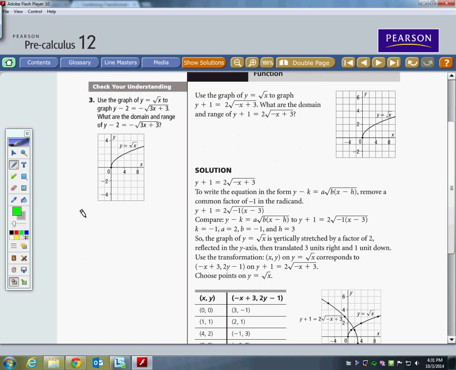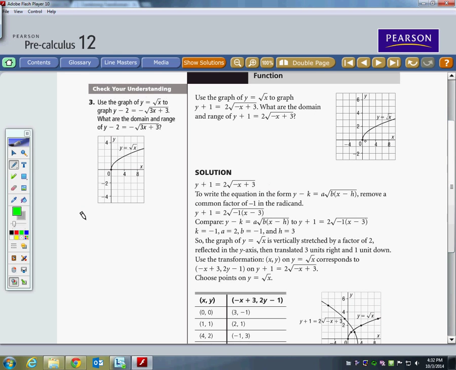So again, do your vertical stretches and your horizontal stretches first. It's vertically stretched by a factor of 2 because the a value is 2. Horizontally, it's going to be multiplied by the reciprocal of this, or divided by that. So really the only thing that happens is a reflection and not a compression or a stretch, because it's just going to be multiplied by 1. So that negative will cause a reflection in the y-axis, and then you get it translated. We get 3 units to the right and 1 unit down.